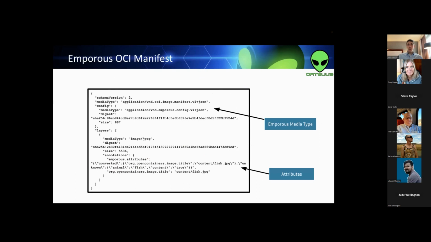So here's an example of an OCI manifest that Emporous stores. You'll see we now have our own config media type. We also have all the different media types that we've now stored on layers. So you can see this is a JPEG image in this one layer. But under Emporous attributes, you can now see that we've gone ahead and added a few different attributes as annotation properties to this artifact. Animal equals fish. Content equals true. This is a user-defined annotation, but this one here, org.opencontainers.image.title, is one that's done by convention by the OCI specification. So you can see how we're able to then take existing constructs and build upon them to enable new functionality.